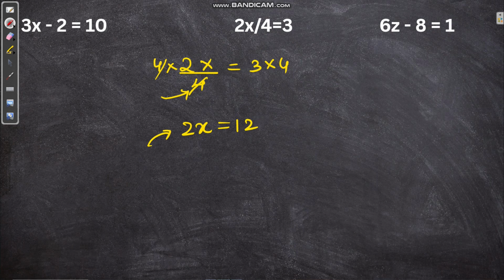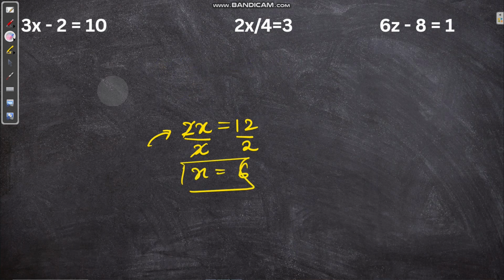Now I don't want this 2 which is multiplied. So let's divide by 2. I have to do it here also. This 2 and this 2 is cancelled. So x is equal to 6. That's the answer. Okay, let's solve one last question.